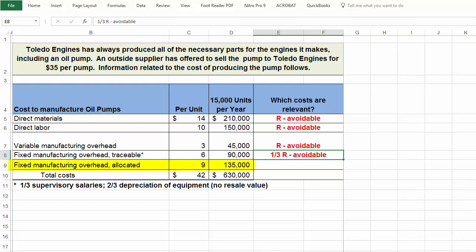What about fixed manufacturing overhead that's allocated? We have $135,000 or $9 per unit. That's an allocated cost. What have we learned about that? Well, we've learned that allocated overheads don't go away just because we stop making a product. In this case, we will continue to incur those costs, and therefore those costs are not relevant to our decision about whether to make or buy this product.